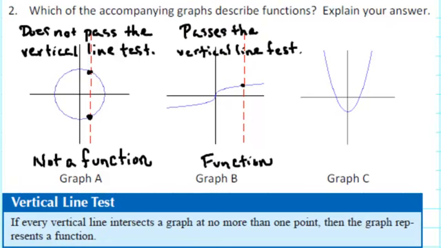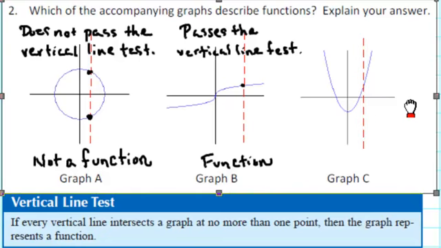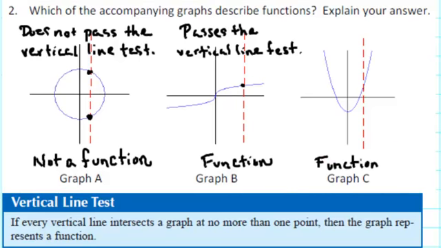And then finally for graph C, again we take a vertical line, we drag it across the graph, and we see that at each point it only intersects the graph at most once. And so graph C also represents a function. And again, that's for the same reason: every place that we draw a vertical line, the vertical line only passes through the graph one time, and therefore the graph passes the vertical line test, and graph C represents a function.